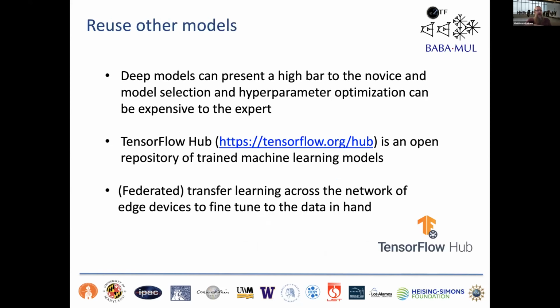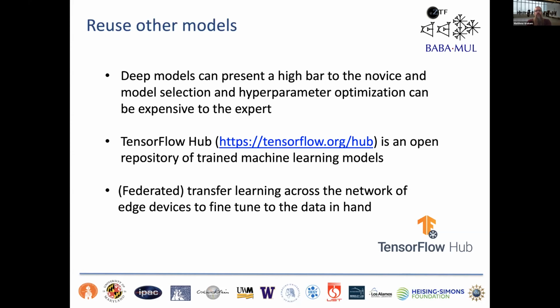There's also this idea about which models we should be using. We are very keen, with this lightweight approach we're taking, on reusing models where possible. Deep learning can present a very high bar to the novice. You're never really certain what flavor of CNN or what flavor of RNN or something more exotic you should be using. Even if you're an expert, model selection, hyperparameter optimization, and using things like AutoML can be very expensive. So what do we do?